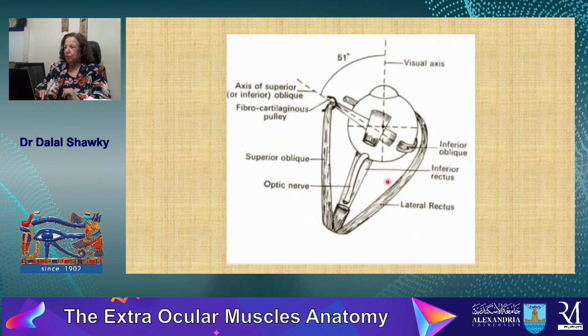Here is another photo, the same superior oblique, inferior oblique. The visual axis and the axis of the muscle are forming together 51°. If the muscle is coinciding with the visual axis by adduction of the globe, there will be depression by the superior oblique in adduction, elevation in adduction by the inferior oblique.